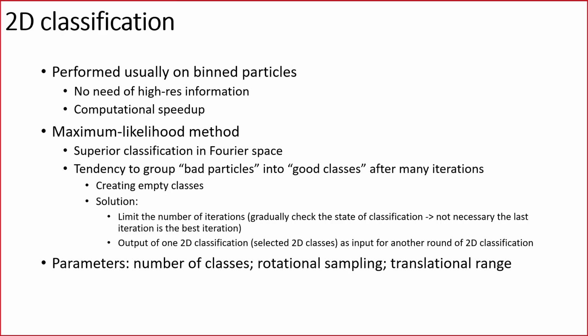Okay, I think I already discussed this on the previous slide. What's interesting here is that the parameters for 2D classification are essentially the number of classes. We can define a rotational sampling rate, so how this full circle in 2D space will be angularly sampled. As well, we can define how far we can move our images of the particles. That's the translational range. And in the maximum likelihood method, we also have this regularization factor that I talked about.